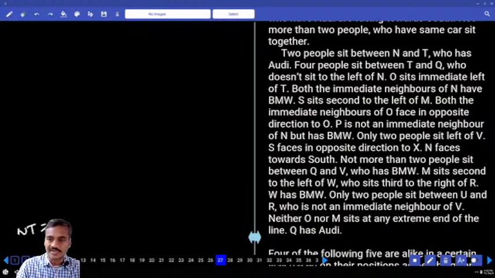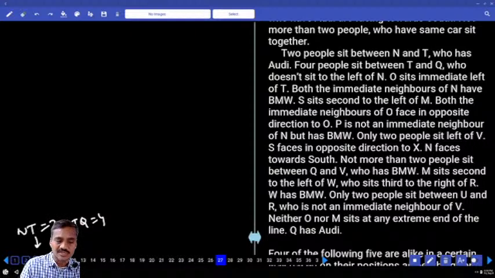Now two people between N and T, and T has Audi. T having Audi means T is facing towards which direction? South. T is facing towards south. Are you getting this one or not? Because T has Audi. And four people between T and Q. Now in between T and Q there must be exactly four people. And Q does not sit to the left of N.